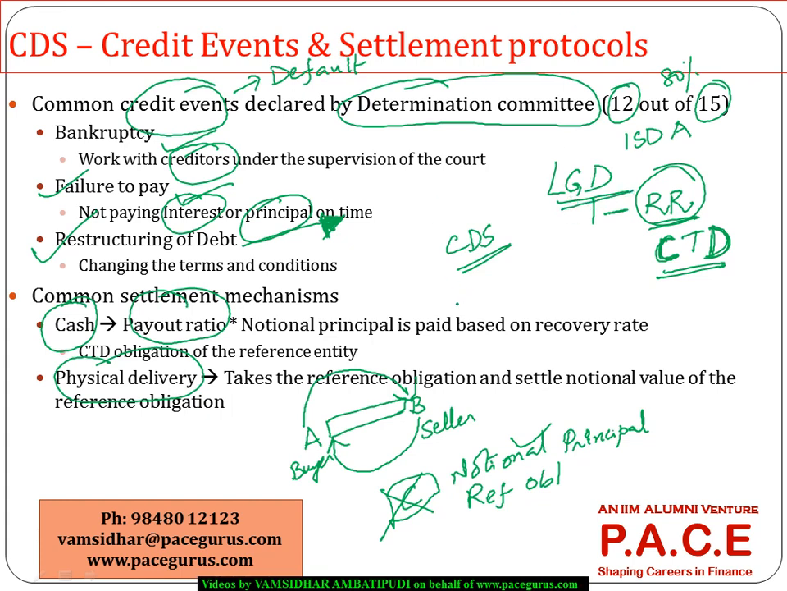Which means A does not need to give B any kind of underlying reference obligation, rather B would be settling A probably only with 70% of the notional principal or 75% of the notional principal, depending on the recovery rate. So this is purely based on the CTD obligation associated with the reference entity, which means only after deducting the market value of the CTD, the settlement for this credit default swap happens if it is a cash based settlement. In some cases, the seller has the option to settle either in the form of cash or in the form of a physical delivery.